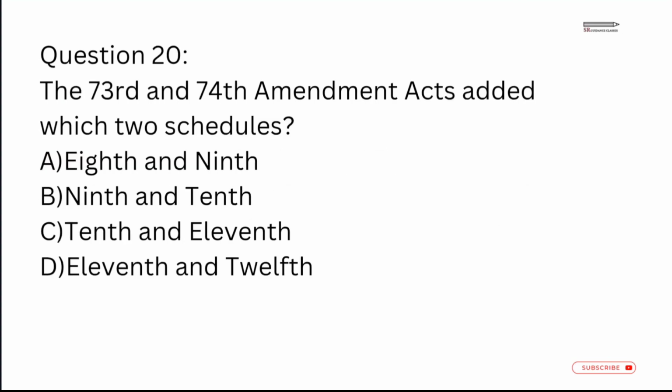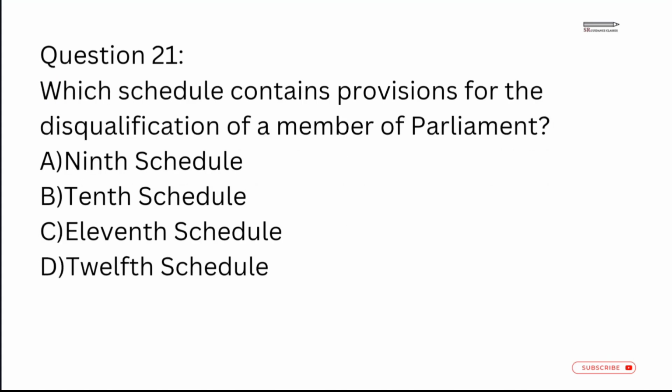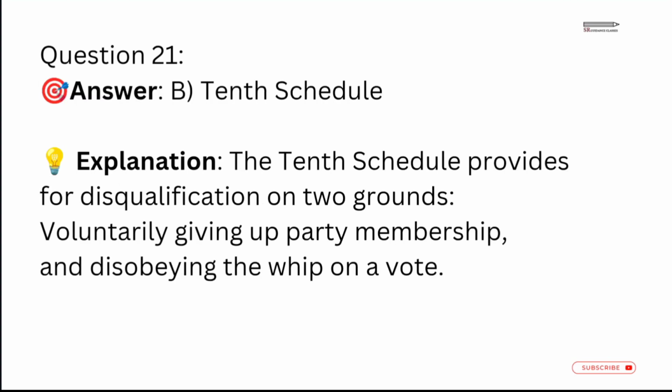The 73rd and 74th Amendment Acts added which two schedules? The correct answer is option D, 11th and 12th. Which schedule contains provisions for the disqualification of a member of parliament? The correct answer is option B, 10th schedule.